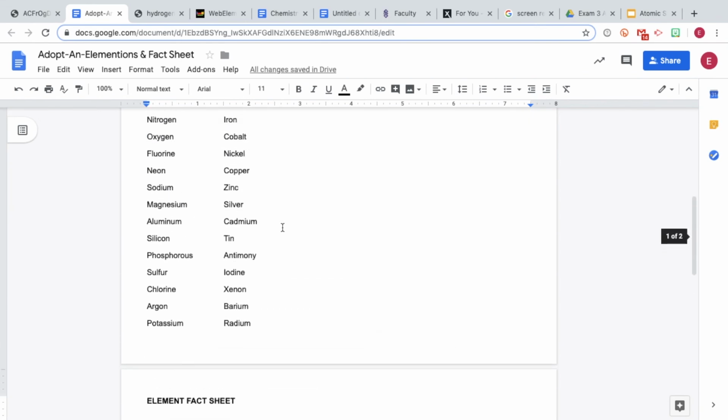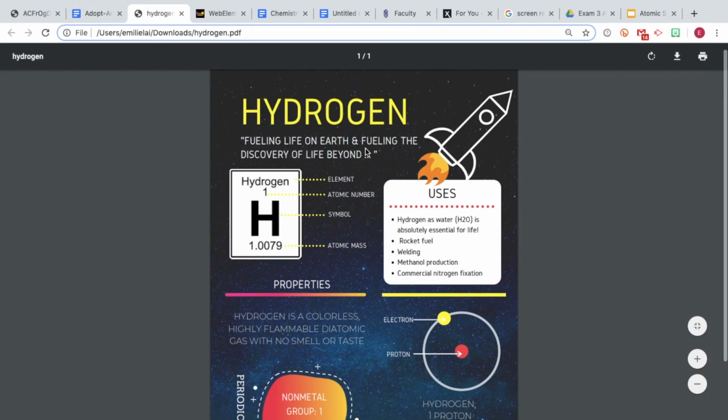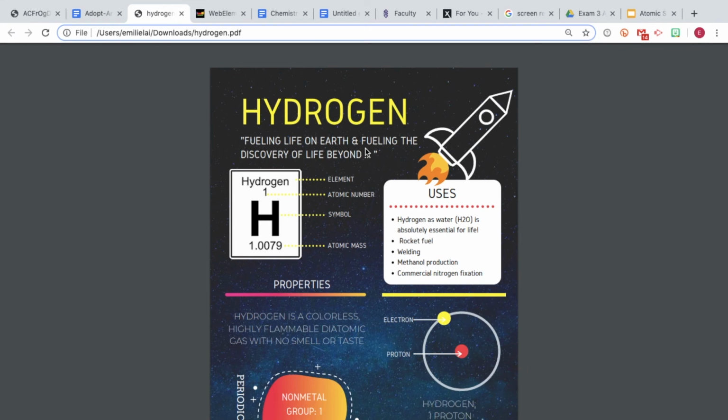I've also included an example of the advertisement that I am expecting from you. The resource I used to make this advertisement is canva.com. And here's the ad I made for hydrogen. Now you don't have to use Canva, you don't have to use an online resource. You can hand draw it and you can hand write it. I just want it to be colorful and exciting, so whichever preference you have is okay with me. But I just went ahead and did it online because I thought it would be easier.